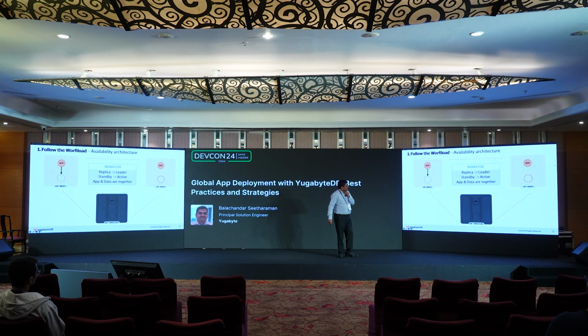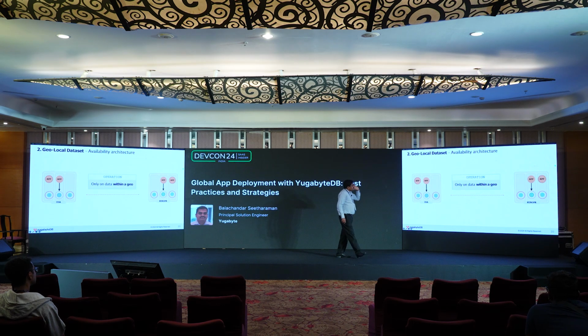In this case, if one of my data centers goes down, as per the Yugabyte architecture, it's leader and follower. Then one of your followers naturally becomes a leader. That means a standby becomes your active node. Here app and data are together, all going together. That means there are no subpartitions. All the places have all the data, making sure that you are fully following the distributed database pattern from the availability perspective, right? This is the geolocal data set.